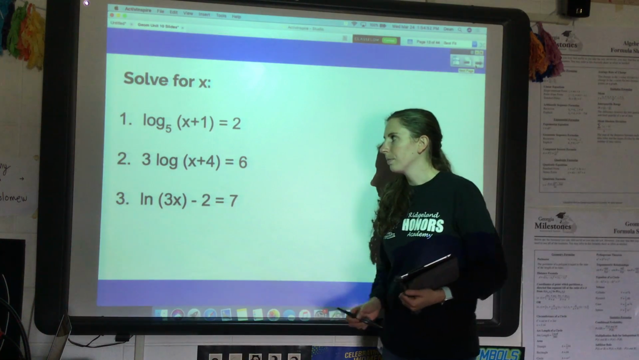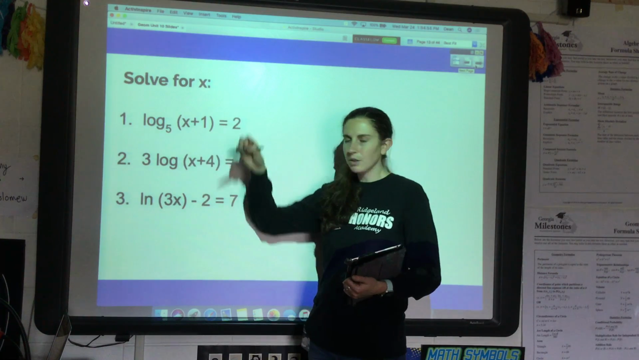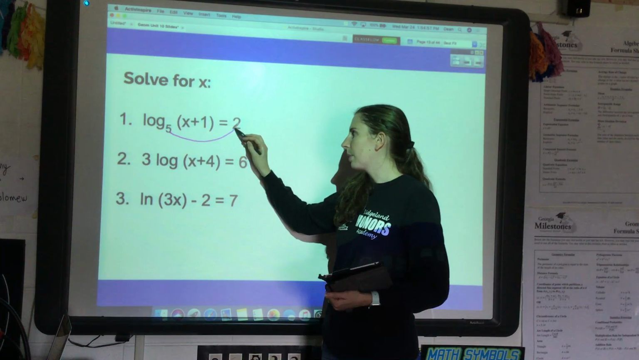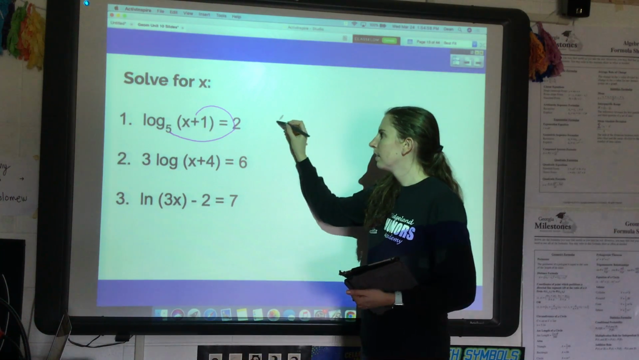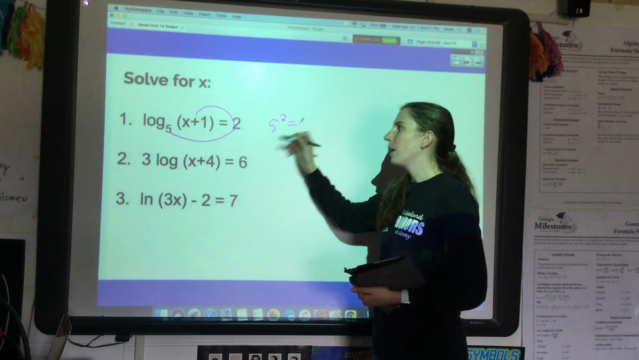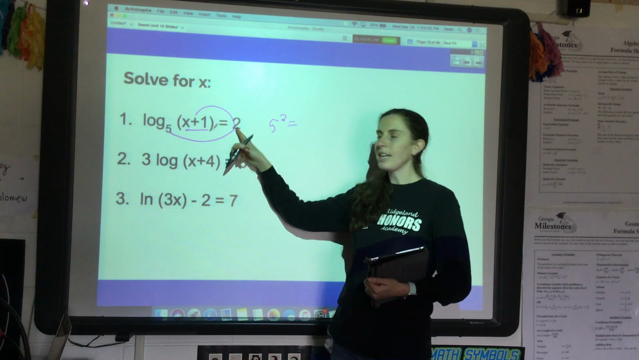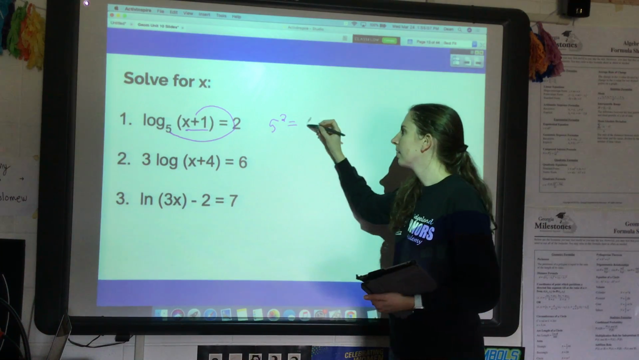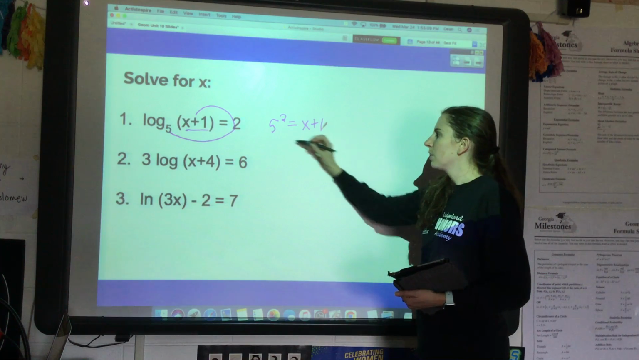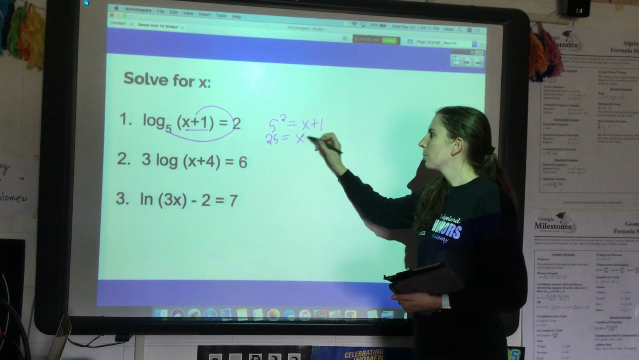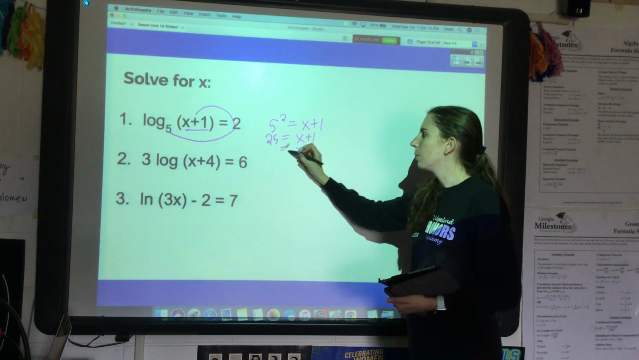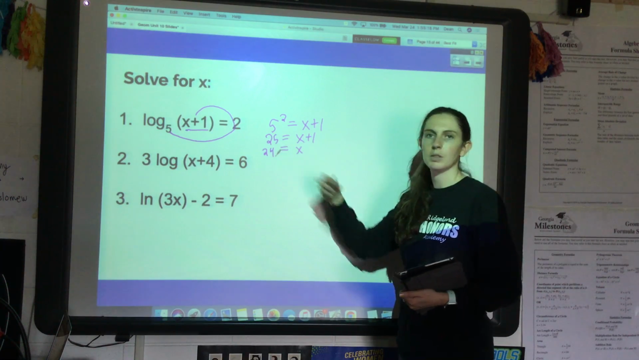Let's try a few more. So again, just kind of use that swirl. 5 to the 2nd power equals this. And it equals this whole thing. So 5 to the 2nd power equals x plus 1. So 25 equals x plus 1. So x equals 24. Just subtract 1 from both sides.